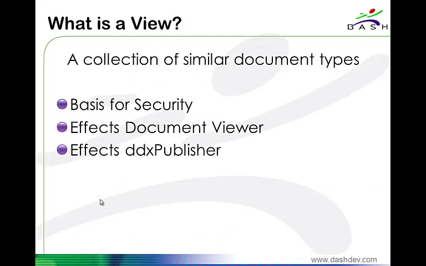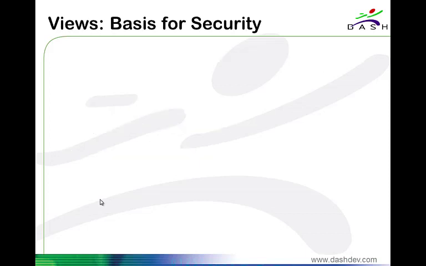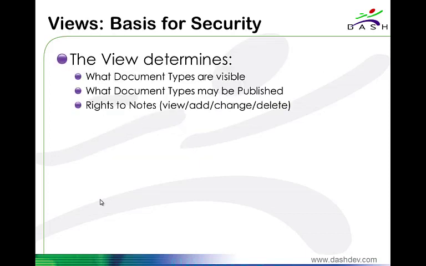So let's answer the first question here, which is, what is a view? A view is a collection of similar document types. It becomes the basis for security, and it has an effect on what you can see and what you can do in the DDX viewer and in the DDX publisher. As a basis for security, the view determines what document types are visible and what document types may be published.